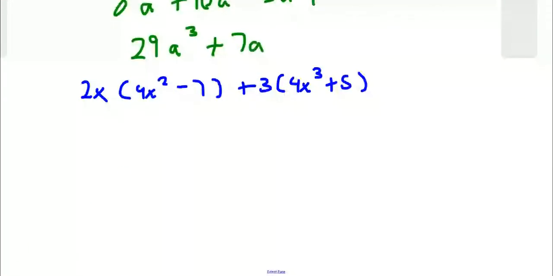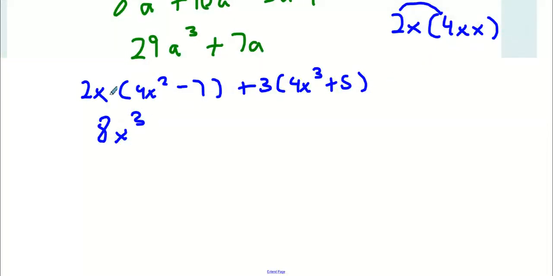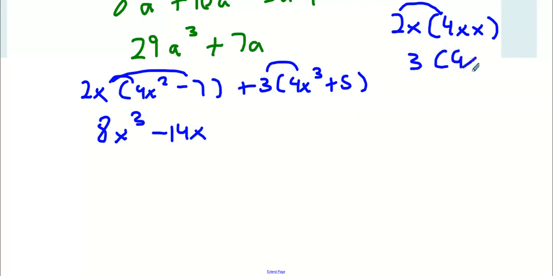Just while you're asking that, it's 2x multiplied by 4xx. Now, what I want you to do is count. It's multiplication, right? So, what's 2 times 4? 8. How many x's do you see up there then? So 8x cubed, exactly. Good man. And then this one is 3 times 4xxx. So it's going to be 12x cubed.